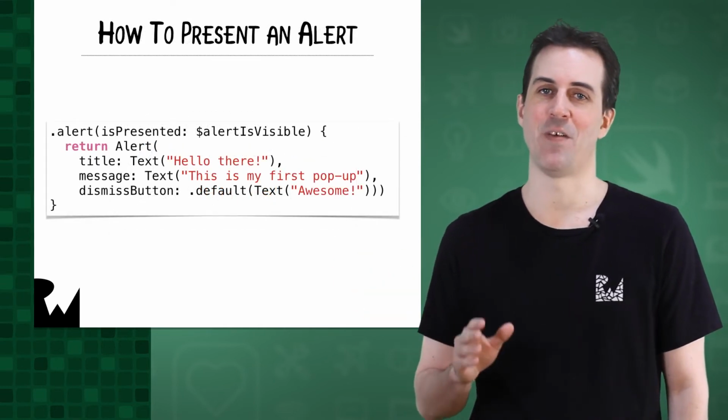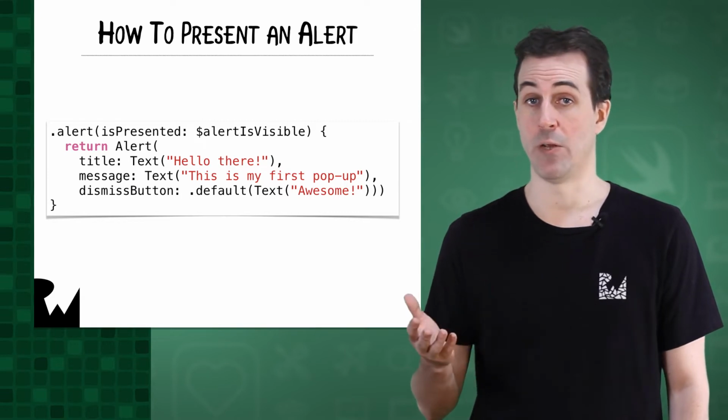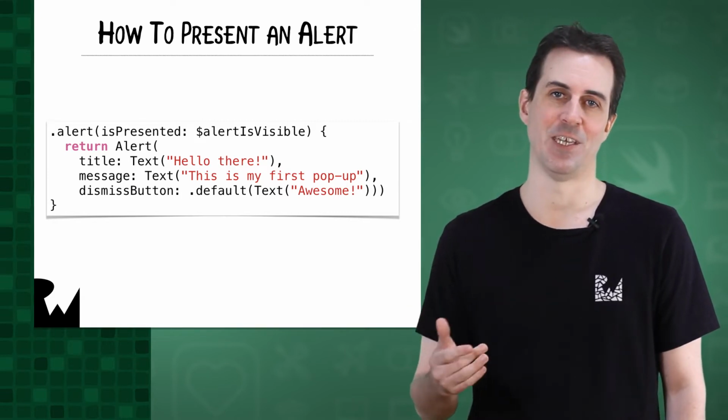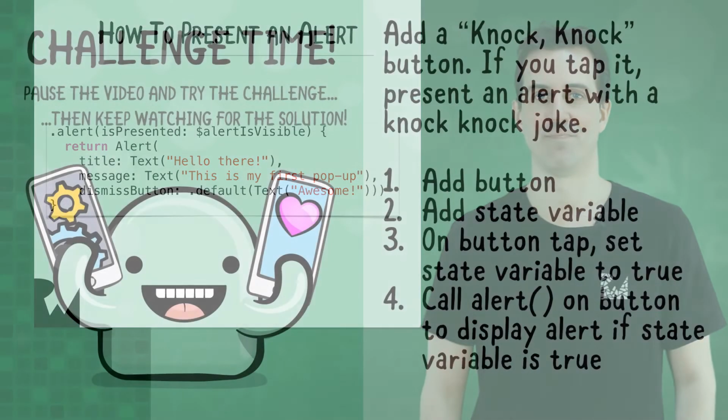And you have an example of how to present an alert. Just follow the example to use who's there is visible and present a knock knock joke instead. All right, that's it. Now pause the video and good luck.